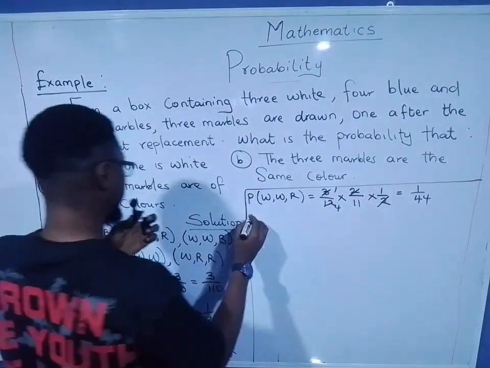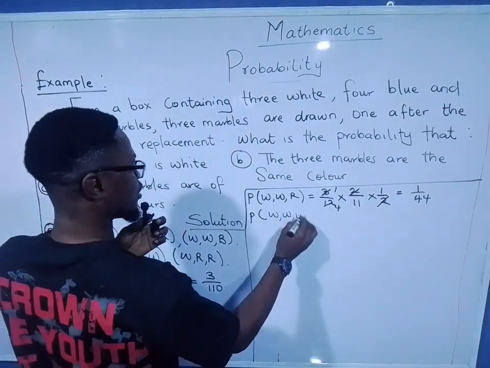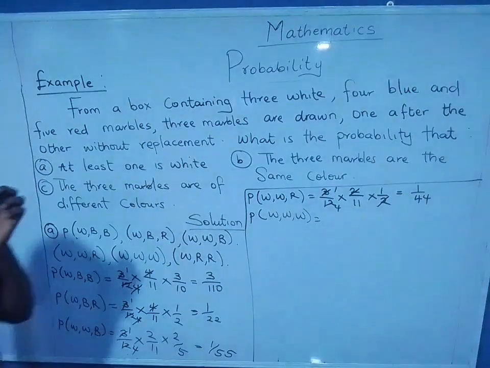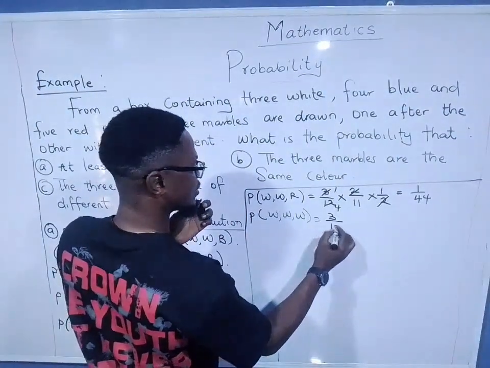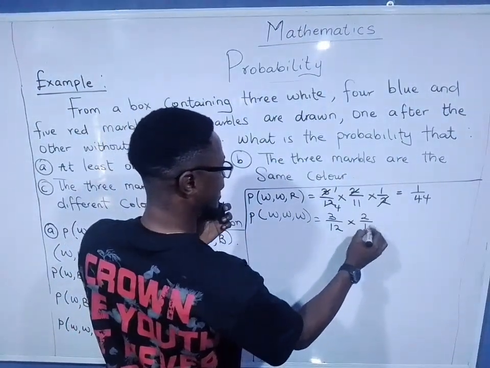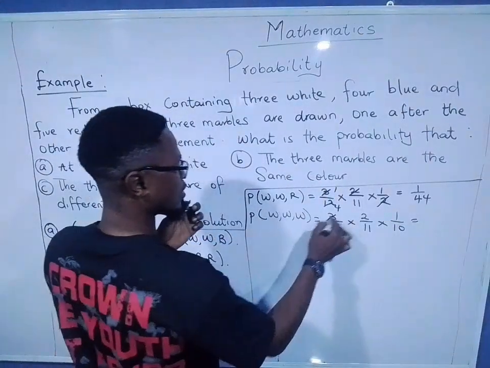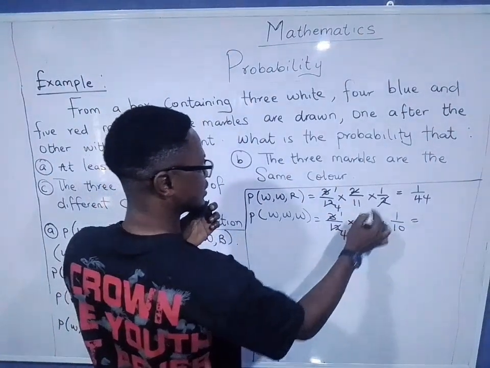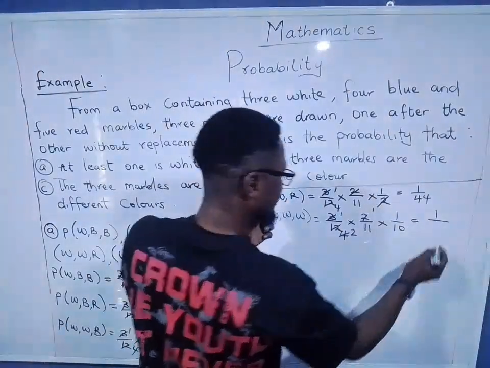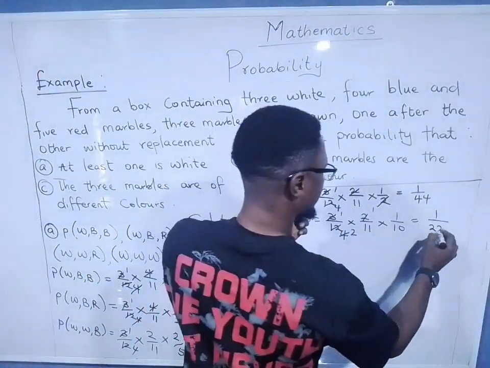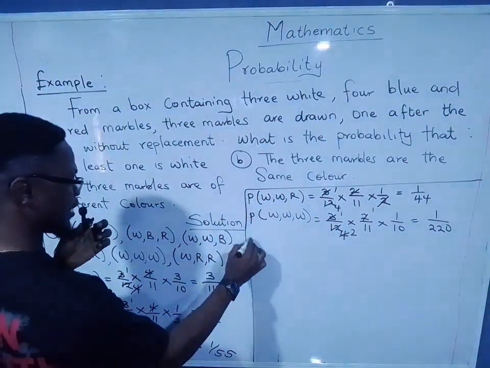So let's continue. The next one is probability of getting WWW. How many whites do we have? 3 whites. So that is 3 over 12 times 2 over 11 times 1 over 10. Is that okay? Good. So this is 1 over what? 220. Beautiful. Then the last one is PWRR.